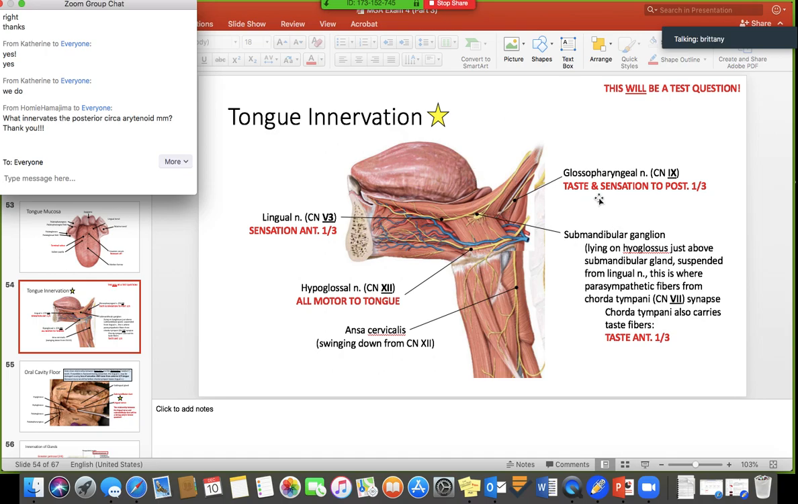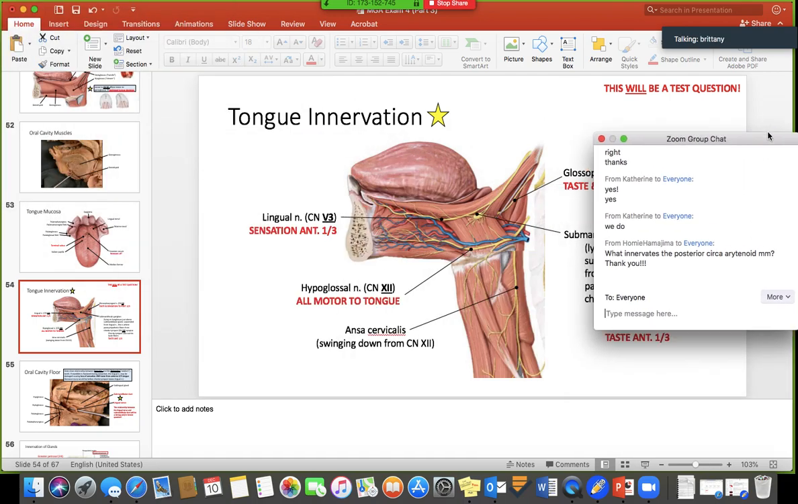So posterior is pretty easy to remember because taste and sensation is coming from cranial nerve 9. But from the anterior tongue, you have general sensation from V3, and then taste sensation from the chorda tympani, which is part of cranial nerve 7. And the other important thing to know is that the motor innervation to the tongue is being supplied by cranial nerve 12. So cranial nerve 12 is associated with motor innervation of the tongue.